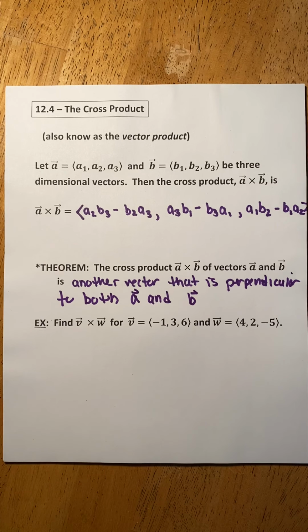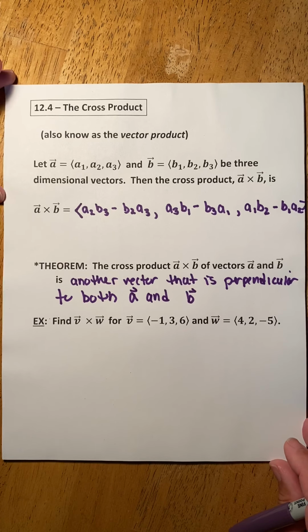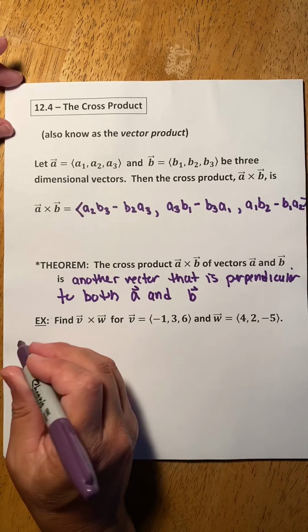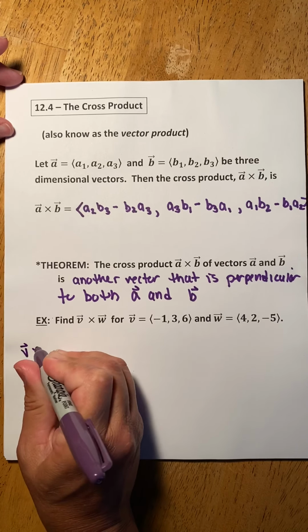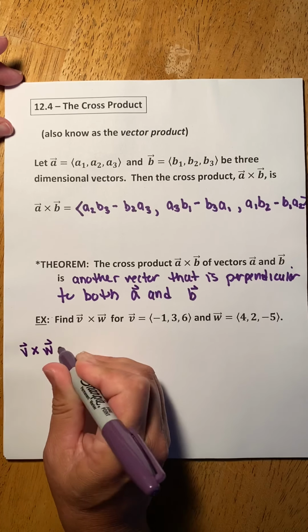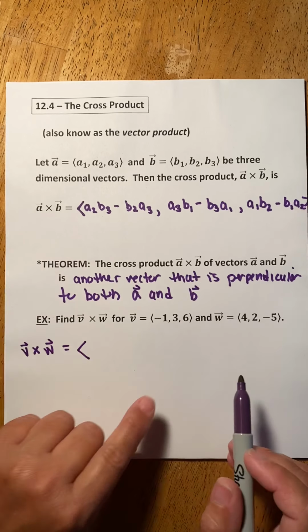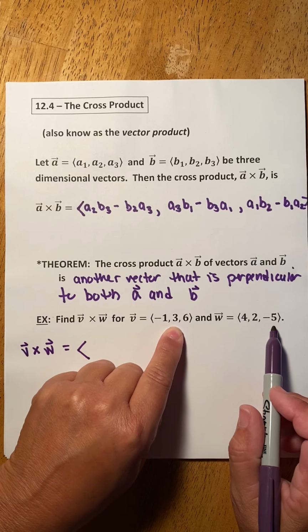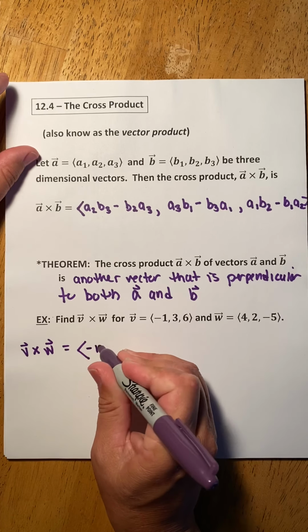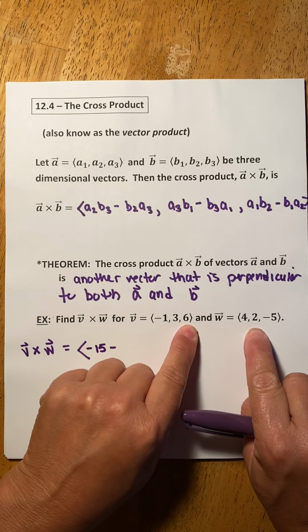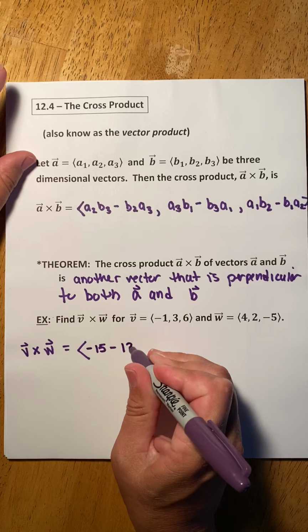All right, so let's find the cross product for V and W, where V is <-1, 3, 6> and W is <4, 2, 5>. You just gotta be really careful. It's tedious and easy to make mistakes. So V cross W. We use the cross here to indicate that we're taking the cross product. Well, the first component is going to be A2 times B3, so it's going to be 15 minus B2 times A3, so minus 12.